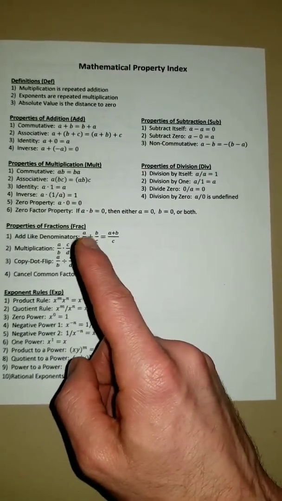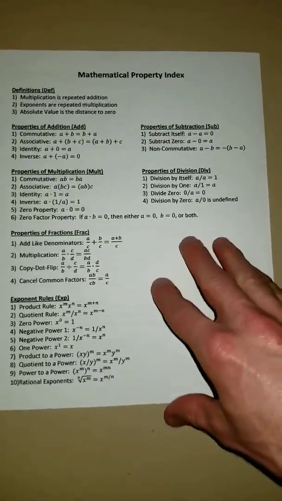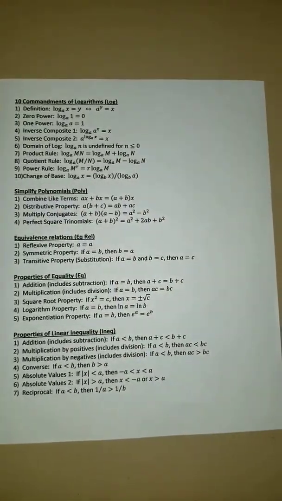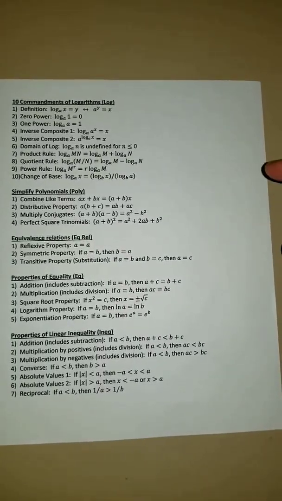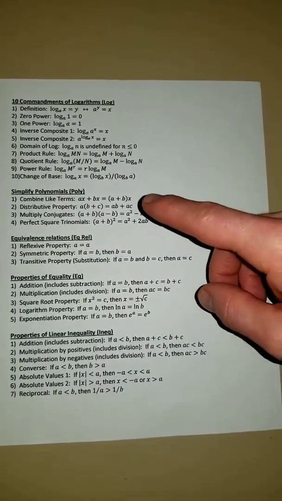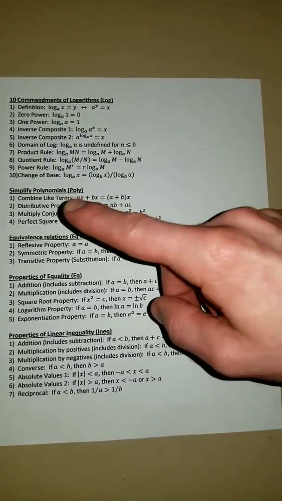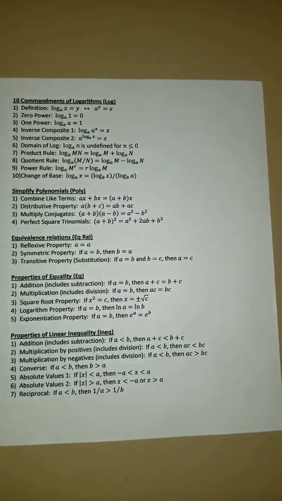We've got some properties for fractions, for exponents. All of our exponent rules are there. All of our logarithm properties, I call them the 10 commandments of logarithms, are there. We also have some polynomial simplification properties like combining like terms, distributive property. Those are going to be two big ones that you're going to use.